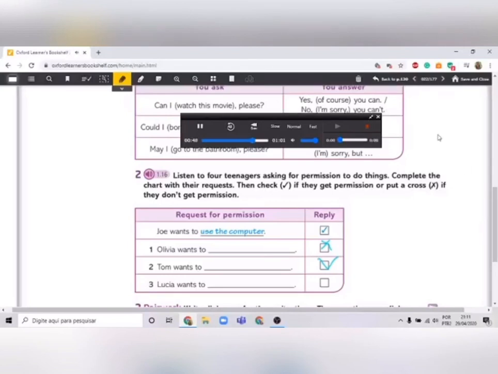3, Can I borrow your bike, Hugo? No, I'm sorry, Lucia, you can't. I need it. I'm meeting Bruno this afternoon. We're going on a bike ride.